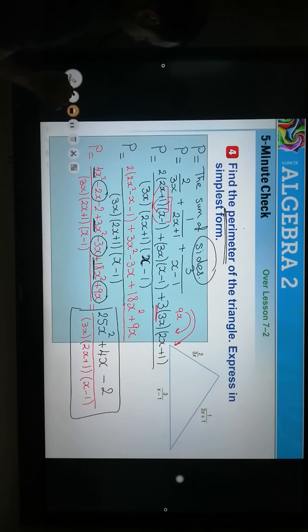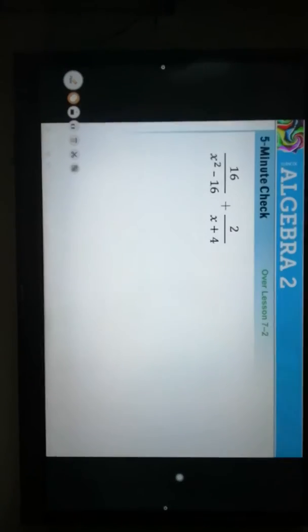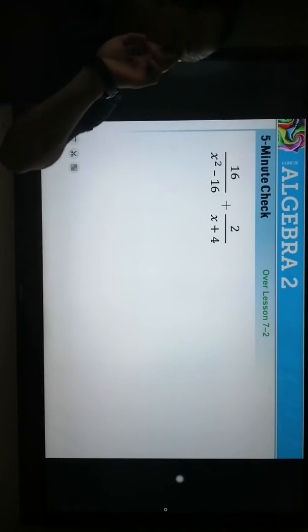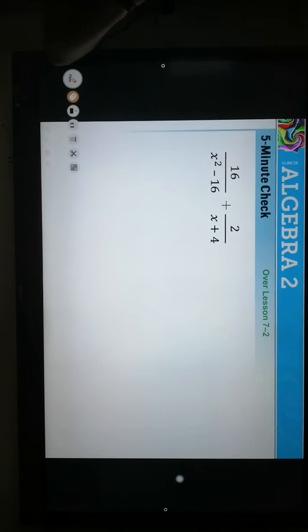I'm going to the next example. It's called adding. It's an example of adding two rational expressions. Please, I need one of you to help me. Yes, start with me, please.